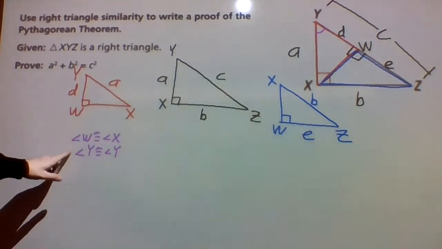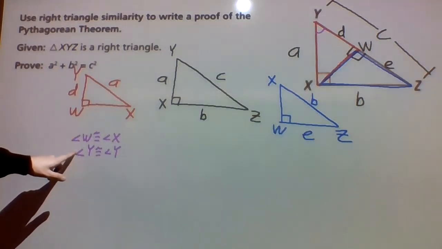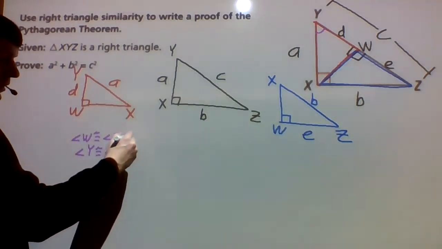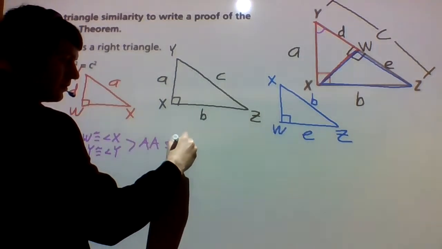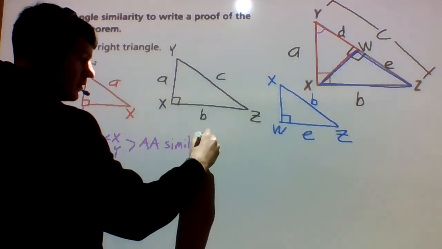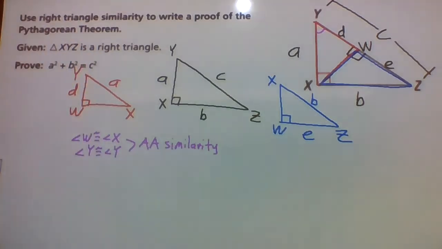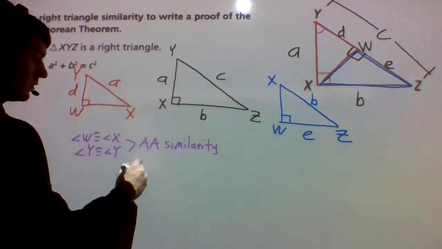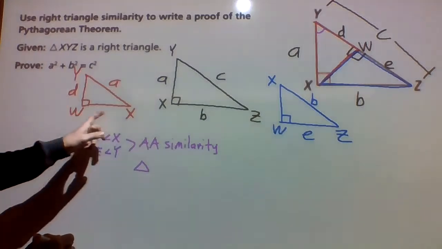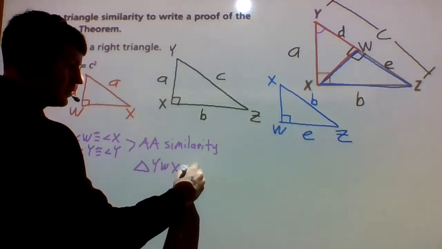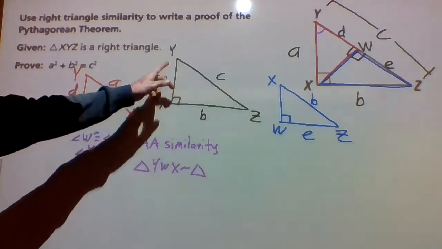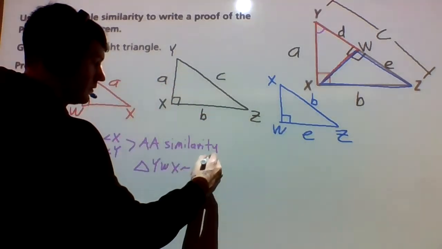And since we have two pairs of angles that are the same, right, we can use angle-angle similarity to show that these two triangles here are similar. So triangle YWX is similar to triangle YXZ.